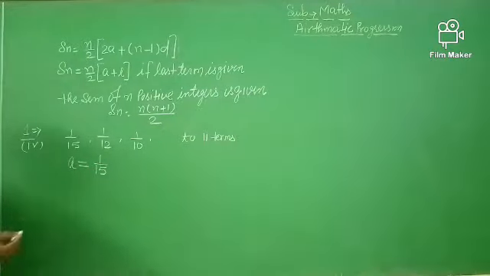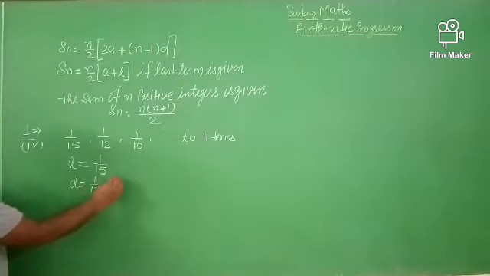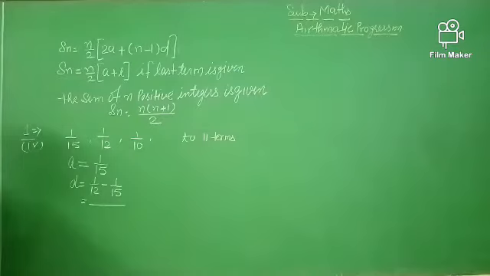After that you find the difference. d is equal to the second term, it means 1 by 12 minus 1 by 15. This is called the difference. So, first you take the LCM. The LCM of 15 and 12 is equal to 60. Here 12 fives are 60, so this is 5, and 15 fours are 60, so it is 4. So this is 5 minus 4 upon 60, it means this is equal to 1 by 60. This is the difference, d.